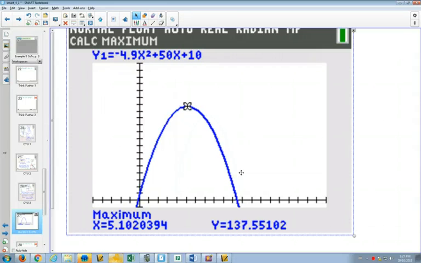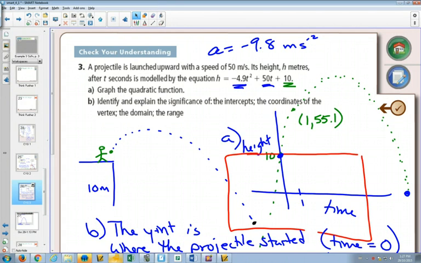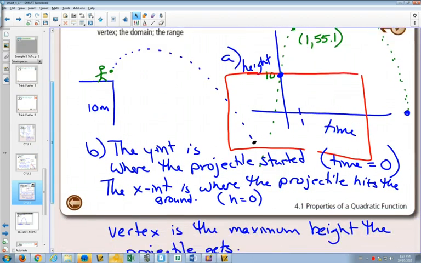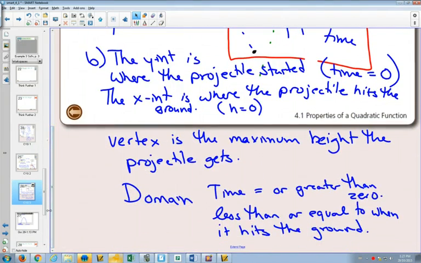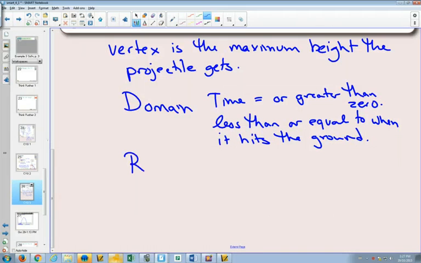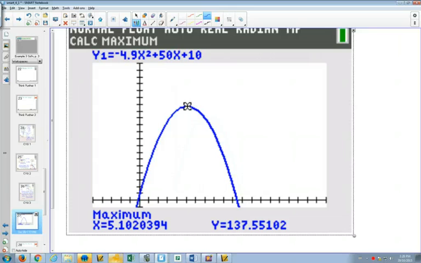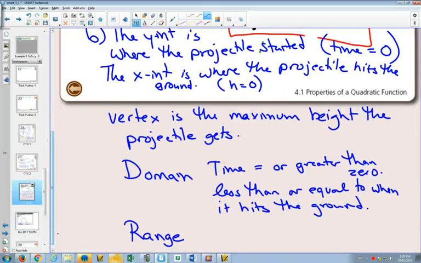If we wanted to solve the last question that we didn't finish yesterday, which was asking the range of this projectile that got shot up in the air, it hit a maximum height, which we just found out now was 137.55, and then it came down and hit the ground. So if you were asked to do a range of the parabola, you would say it would be everything less than 137.55 because that parabola would go down forever.